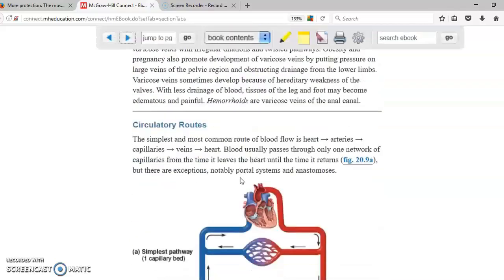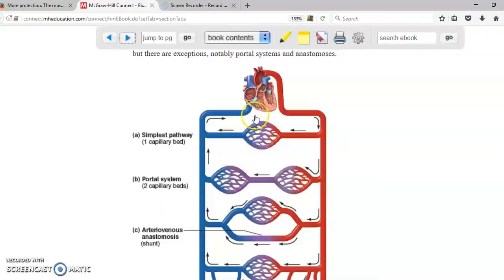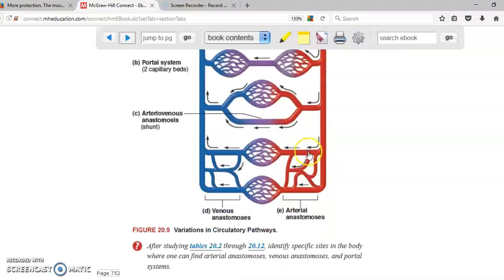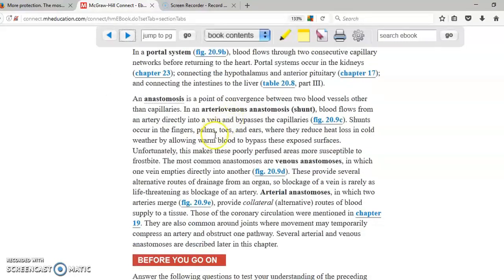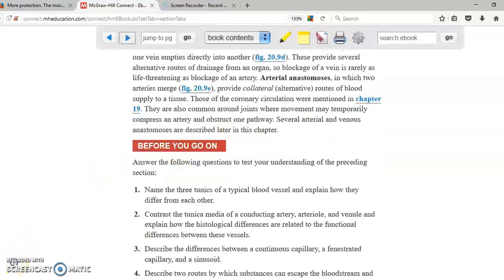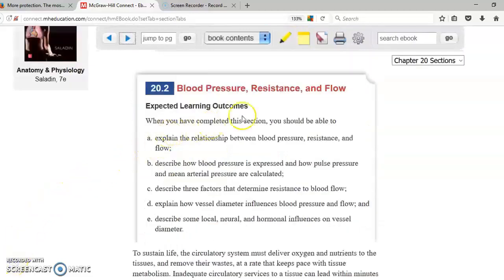So if we scroll down, we have circulatory routes. We said the blood comes from the heart through the aorta into the multiple different organs. Right here you have anastomosis. Anastomosis are connections in between multiple different blood vessels. Okay, so we go down here and we say we have anastomosis, and that's about it for this part. The next topic is blood pressure, resistance, and flow.